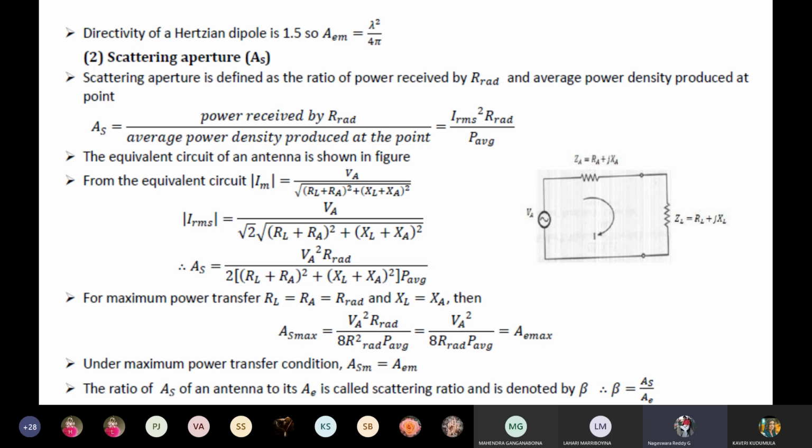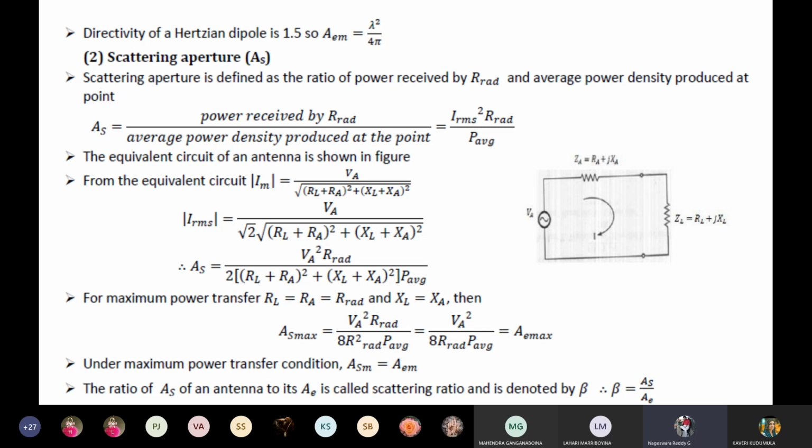So maximum scattering aperture is equal to maximum effective aperture. So this is the condition for the maximum power transfer. Maximum scattering aperture is equal to the maximum effective aperture. Under maximum power transfer condition, that is A_SM is equal to A_EM. A_SM, maximum scattering aperture, is equal to A_EM, maximum effective aperture.